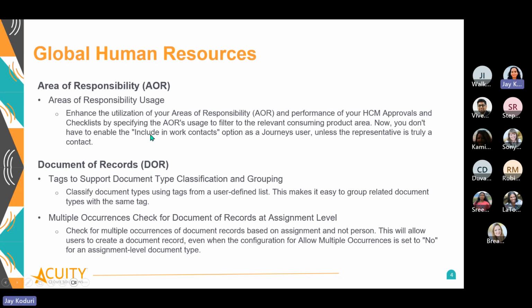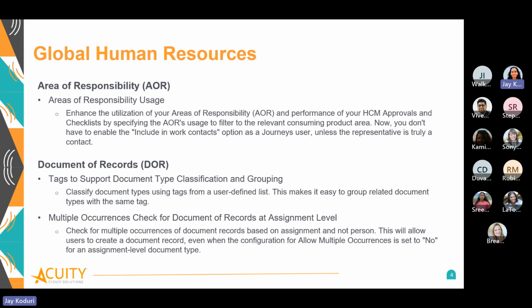So you don't have to explicitly use this include in work contacts checkbox anymore, unless you want that AOR to be a real work contact to show up in your directory or person spotlight and those areas. For journeys and approvals, you will use the AOR usage field instead.